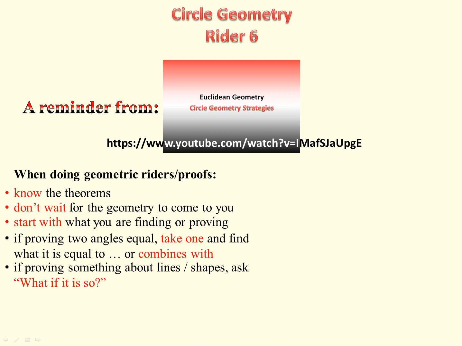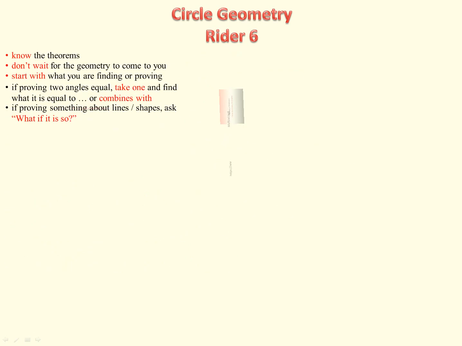If proving something about lines or shapes, ask what if it is so. Proving parallel lines, what if they are so? Oh, these two angles would have to be equal. Let's try to prove these angles equal. Proving a cyclic quad, well, is the exterior angle equal to the interior opposite angle?